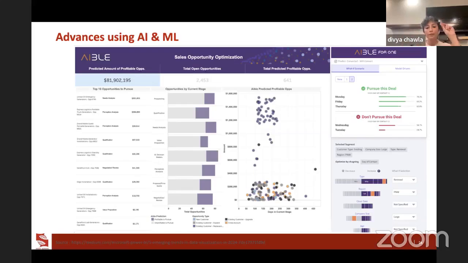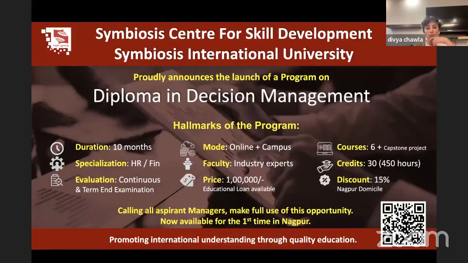So use of AI and ML has already caught up in most industries, and that will be omnipresent when we are talking about visualizations going forward. So these are some of the latest trends in data visualization. So with that, I've come to the close of my presentation.